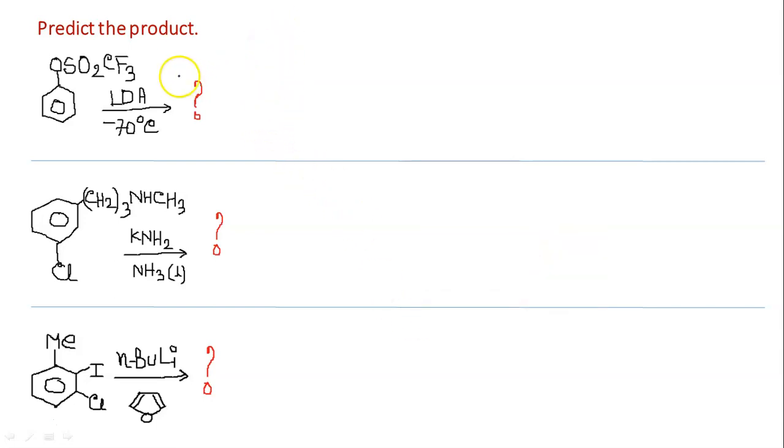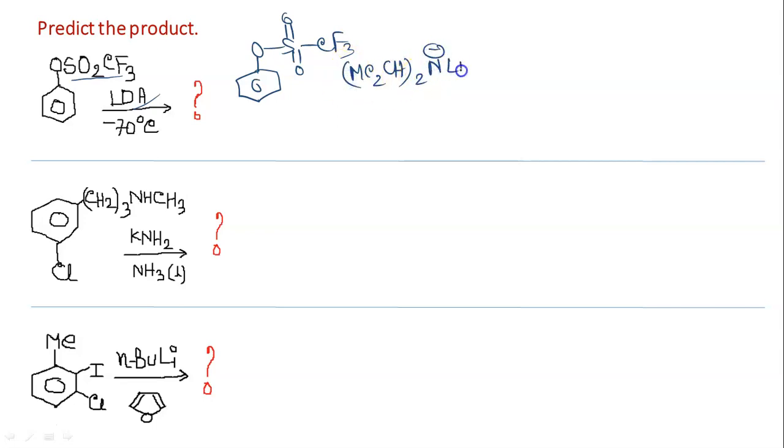So the first molecule, OSO2CF3, is attached to the benzene ring, and we are using lithium salt of diisopropylamine. So if we draw the structure, OSO2CF3, and lithium salt of diisopropylamine means this molecule, (Me2CH)2N minus Li plus. Diisopropylamine has the structure (Me2CH)2NH. So what we have done, just replaced the hydrogen with lithium. So now it is the lithium salt.